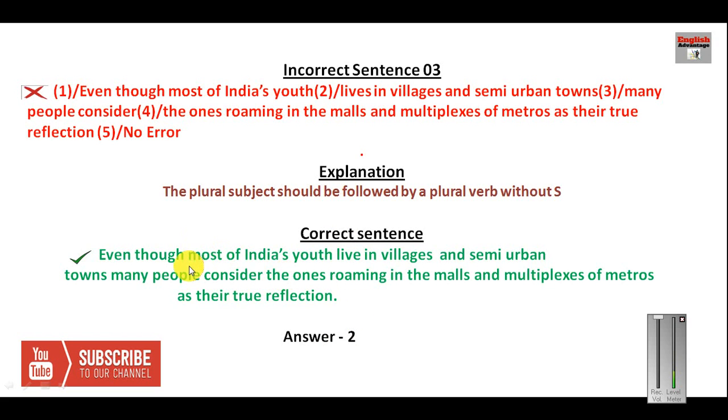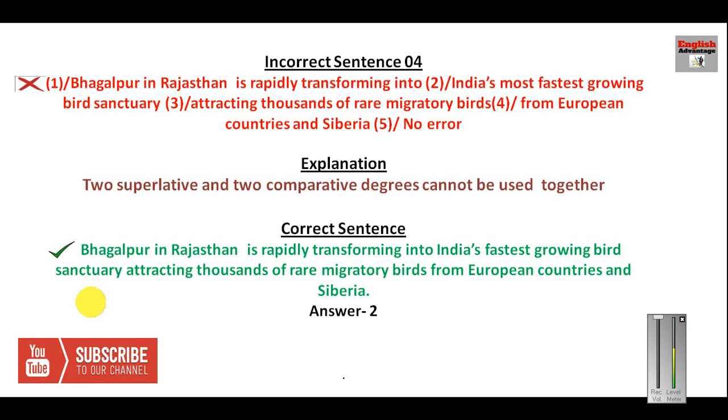You can go through this explanation also. Now let us see the next sentence. Bhagalpur in Rajasthan is rapidly transforming into, till here this is correct, India's most fastest. Just carefully see here. This is the mistake. The two superlative degrees cannot be used together. You have to remove this word here, most. So this sentence will say India's fastest growing sanctuary. This most is extra here. So the answer would be 2, and this is the correct sentence. You can go through the correct sentence.